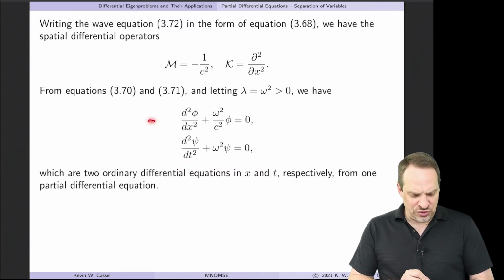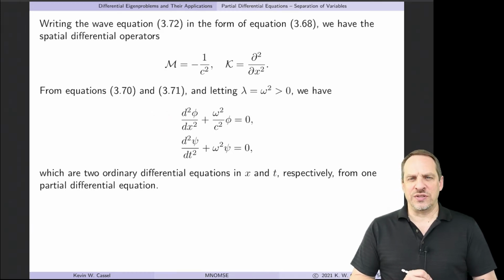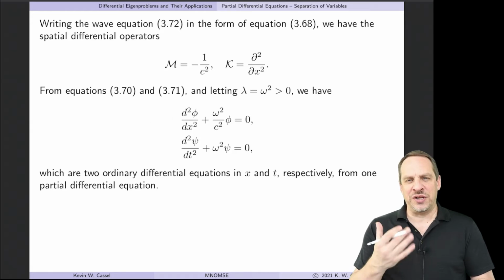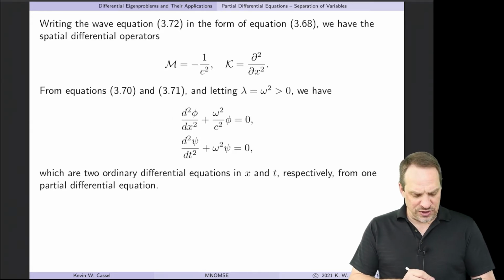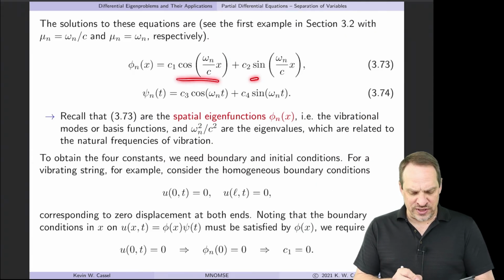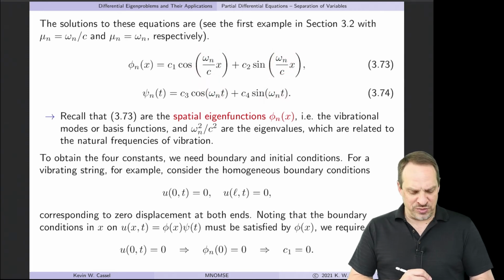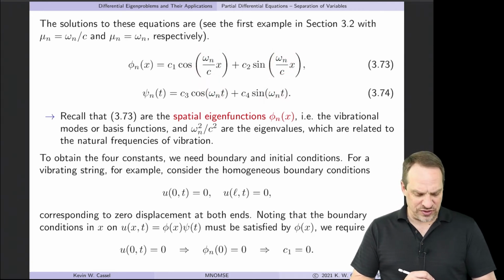Now we'll need two boundary conditions in x, as well as two initial conditions in psi. So let's start by writing down the general solutions of these, and then we'll talk about initial and boundary conditions. These are both second order linear, constant coefficient ODEs. The solutions are cosines and sines, and you can see that it's just the square root of the coefficient on the phi or the psi term that's inside the trig functions.